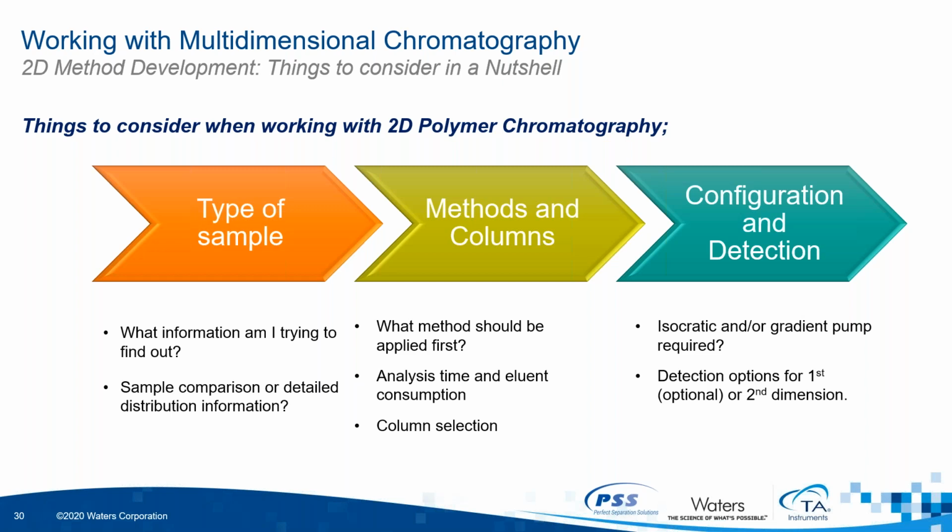If you decided on the latter, then you need to think about applicable methods. The type of the method and solubility of the sample will govern analysis time, solvent consumption, and column selection. Lastly, you need to think about configuration and detection. In the first dimension, detection is optional. And for the second dimension, there is UV detection and ELSD available. Once you have completed this three-step process, you are ready to go to the lab and execute your plans.